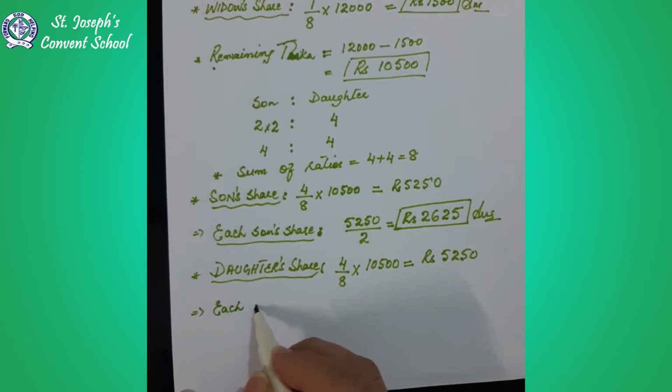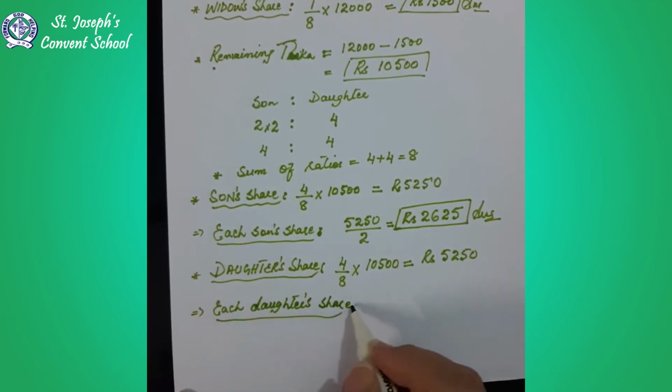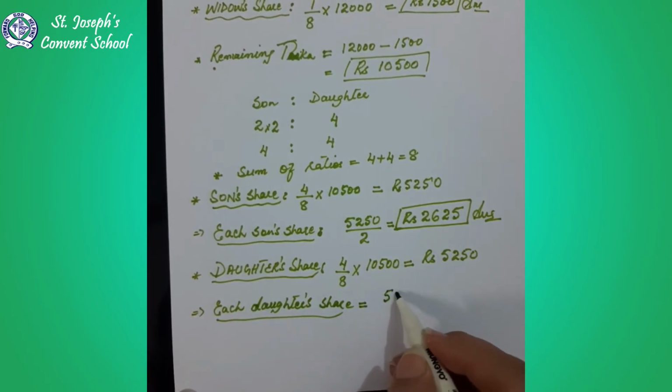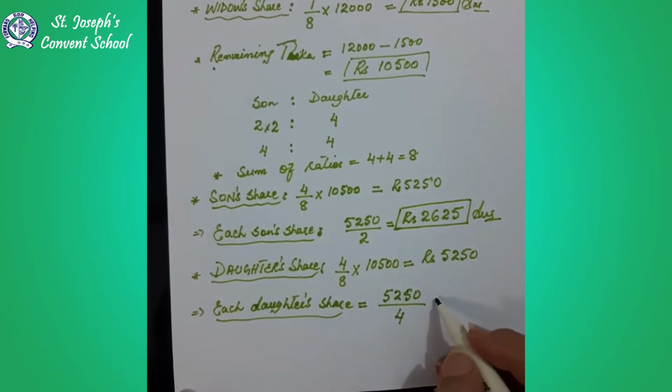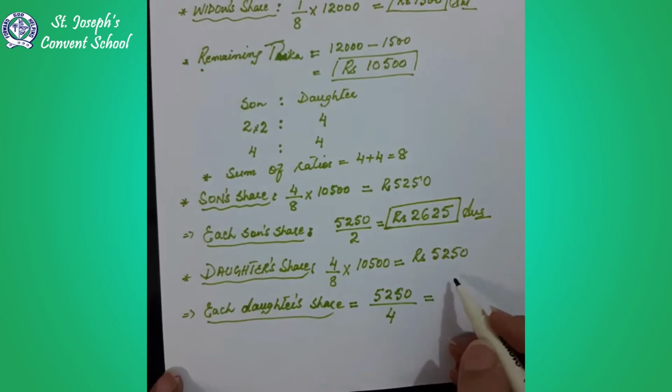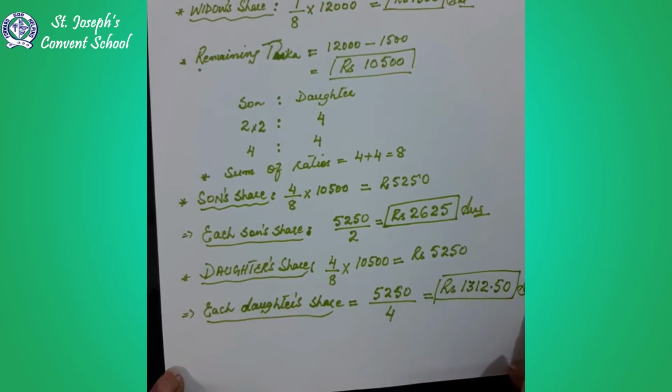Each daughter's share. So each daughter's share is 5250 divided by 4. There are 4 daughters, so divided by 4. With a calculator you can divide. So you will get the amount, rupees 1312.50. So this is the next answer. Just read the question carefully and solve it step by step.